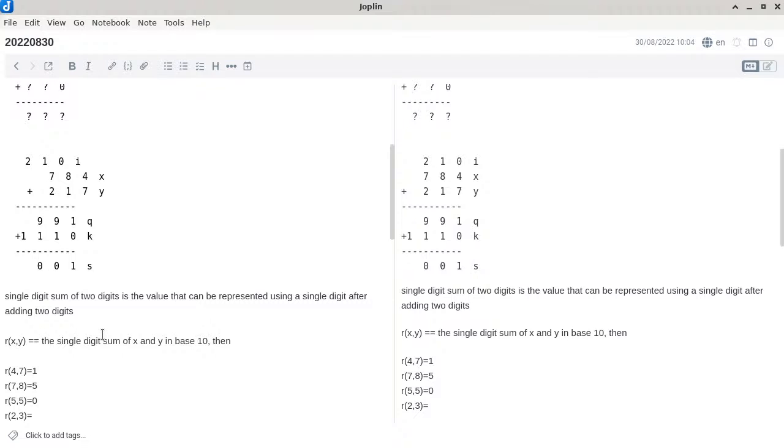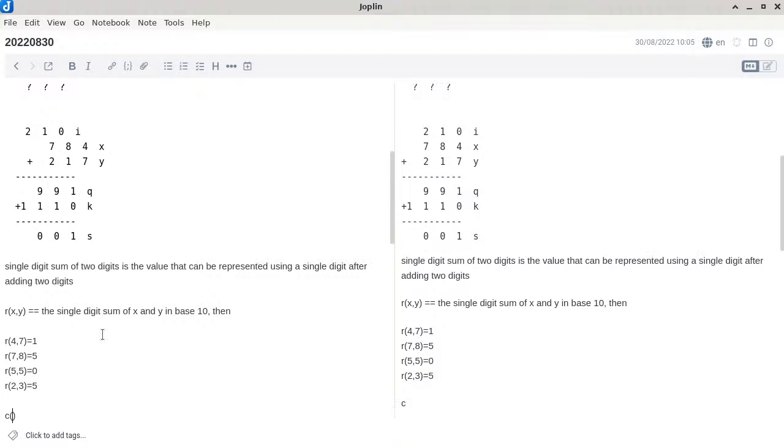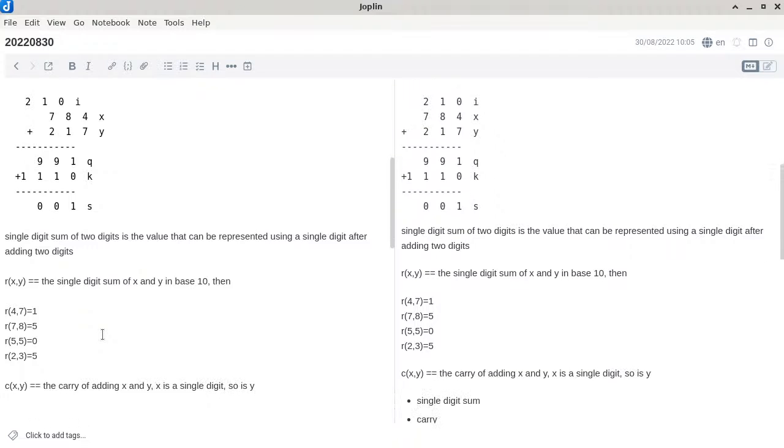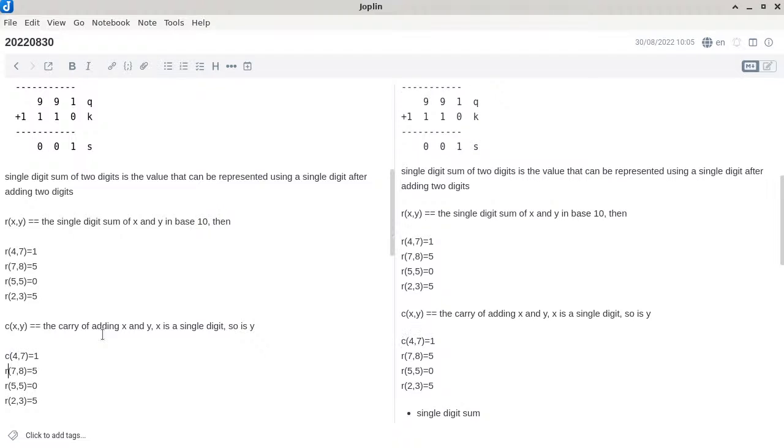That would be 5. Okay, very good. So now we have another function, c of xy, is the carry of adding x and y. X is a single digit, so is y. We're going to use exactly the same examples up here, just to make sure that we understand what it is representing, and then we'll focus on the code to do it. And I'm going to erase all the answers because they're all wrong.